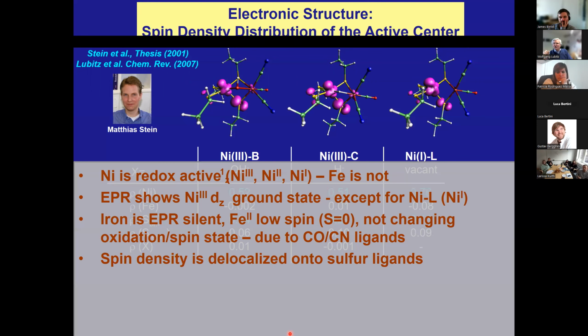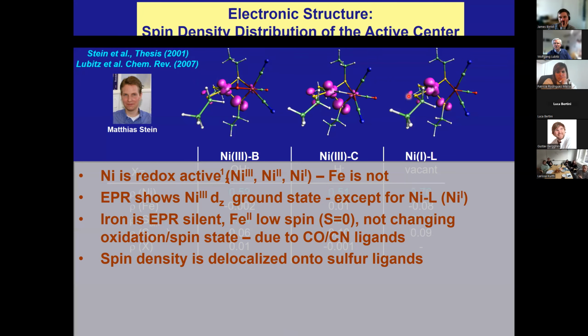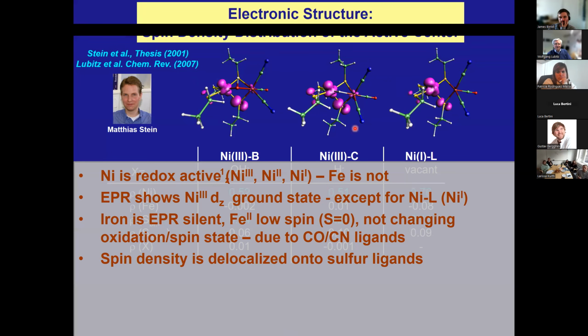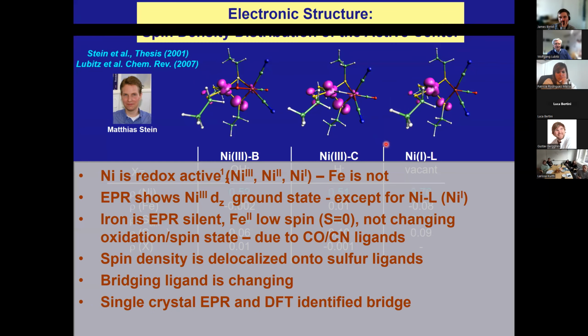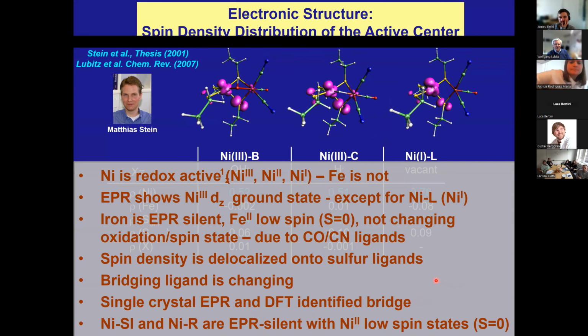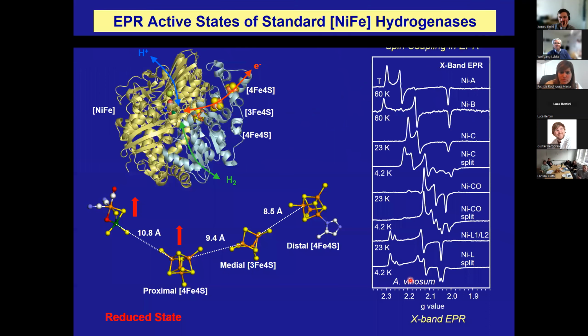Spin density is delocalized. It is not only at the nickel, but it is also at the bridging sulfur, as you see here. Very interesting. And on some other atoms. The bridging ligand is changing, and single crystal EPR and density functional theory identified the bridge. Nickel SI and nickel R are EPR silent, with nickel 2 in the low spin state, S equals 0.